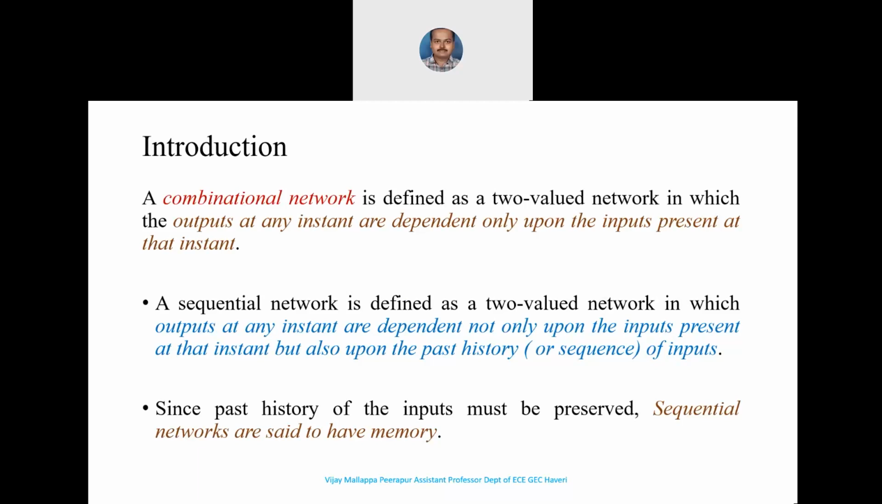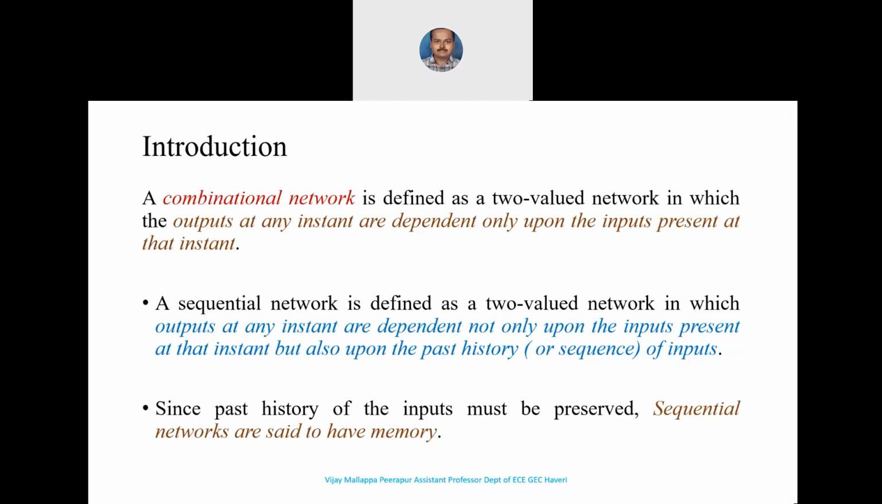And also given a definition for sequential network. What do you mean by sequential network? Again, sequential network is a two valid network in which output at any instant is dependent not only upon the input present at that instant but also upon the past history or sequence of inputs. What do you understand by this one?